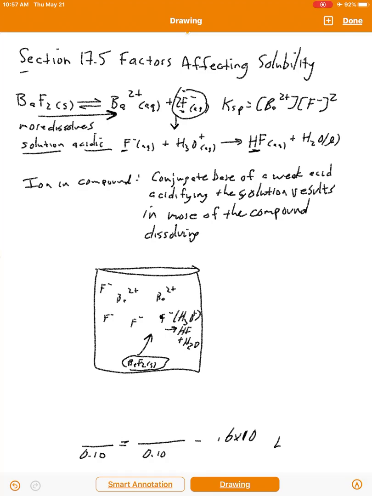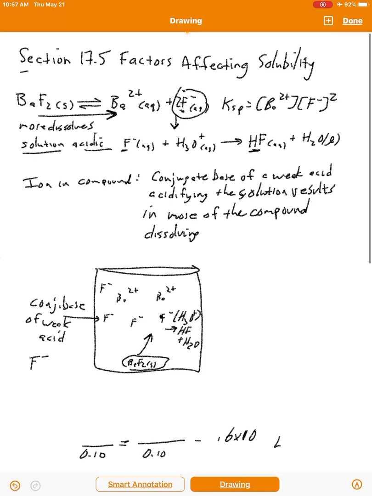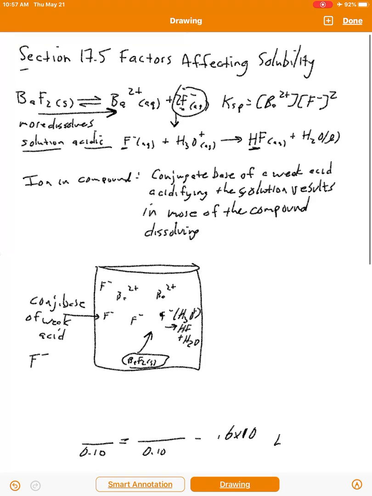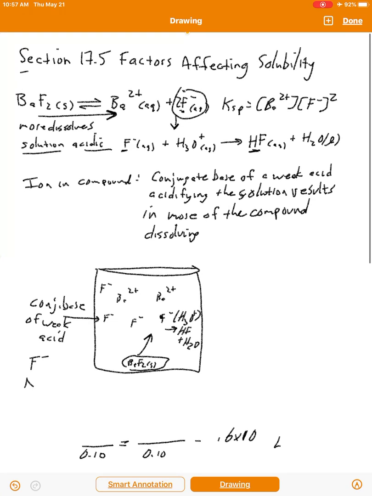So that requires that this be a conjugate base of a weak acid. So it would work for fluoride. So if we had a salt that had fluoride in it, if we had a salt that had nitrite in it, or cyanide, those are examples of conjugate bases of weak acids. So acidifying those solutions would form the weak acid and increase the solubility.